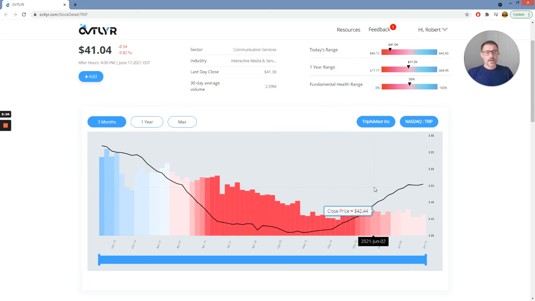So that's kind of what I'm looking at with Trip right now. I think 41 is probably a reasonable area to try it if you're interested in trying it. And again, when you are trying it, you are overlapping it with the other analysis that you do. I think you need to do that in addition to looking at what Outlier is telling you. So that's what Trip is telling me right now. I would be watching this oscillator very carefully.